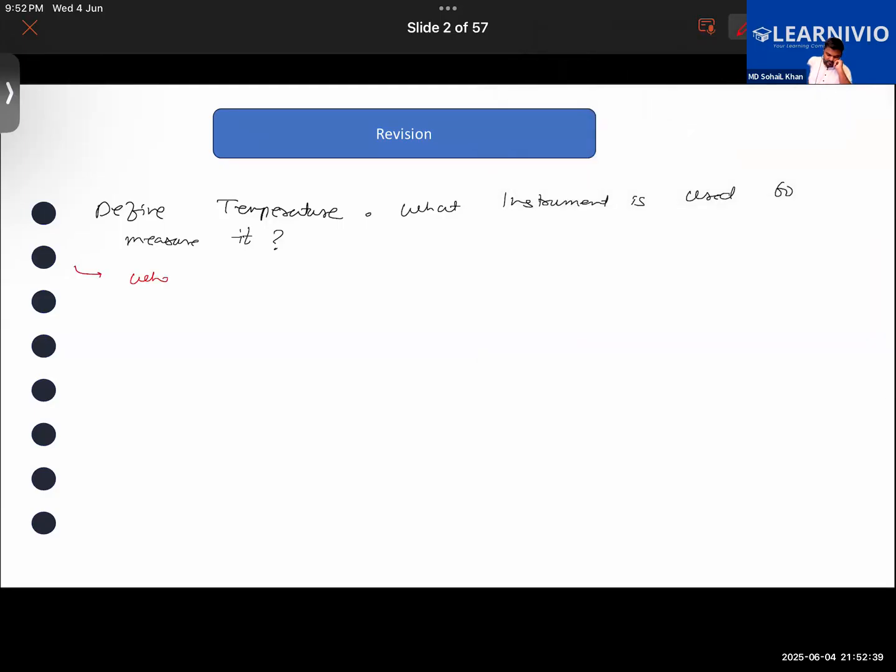So temperature is... So can I say what instrument it is? No, first answer the first part of the question. Three different ways of heat transfer. Yeah, Salman, what about you? What is temperature?